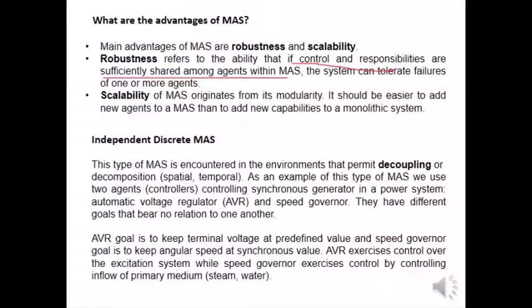Independent discrete MAS. This type of multi-agent system is encountered in environments that permit decoupling or decomposition. As an example of this type of MAS, we use two agents controlling a synchronous generator in a power system. Like in this system, you can see this is an independent discrete MAS. So they have no cooperation with each other, and they are not dependent on each other. So for an analogy, we have an agent of AVR, automatic voltage regulator, and the speed governor. So the speed governor doesn't have to do anything with AVR, and AVR doesn't have to do anything with the speed governor. So these are two independent discrete agents.